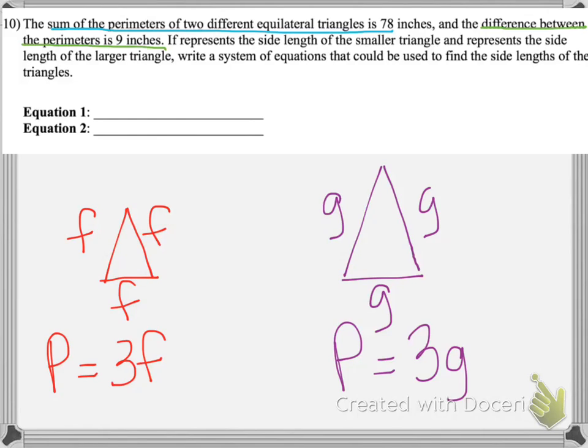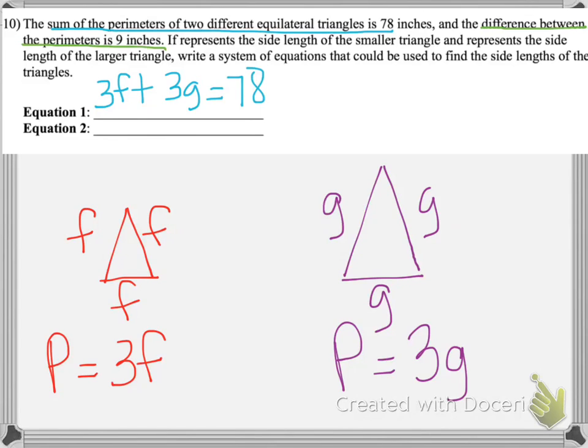Sum means to add. It's the operation. It tells you to add. And sum is your answer when you add. So equation 1 says the sum of the two perimeters is 78. So perimeter of one triangle is 3F. Sum tells us to add, so plus the perimeter of the larger triangle. And "is" in algebra is always the same as equals 78. So there is equation 1: 3F plus 3G equals 78.